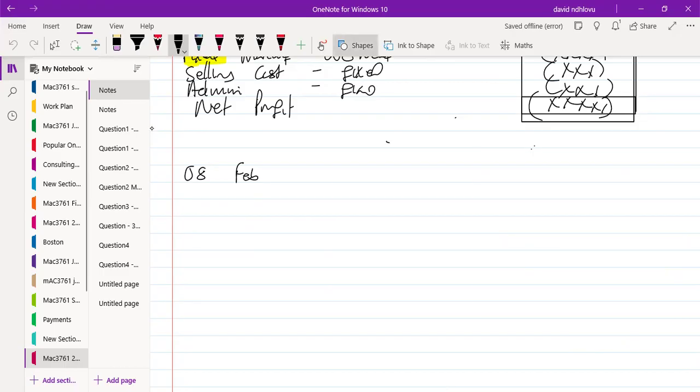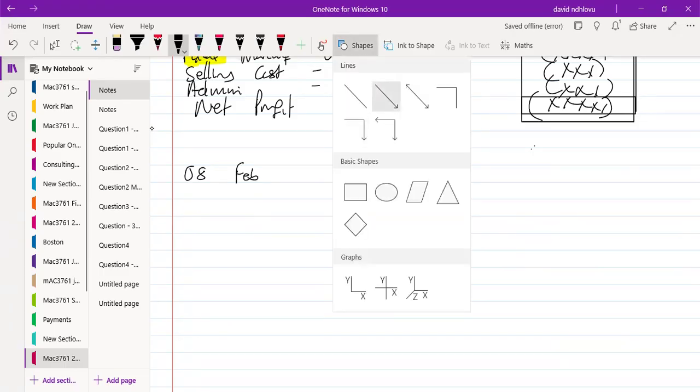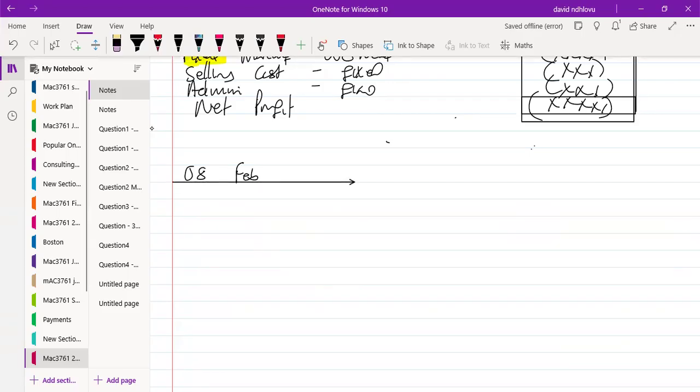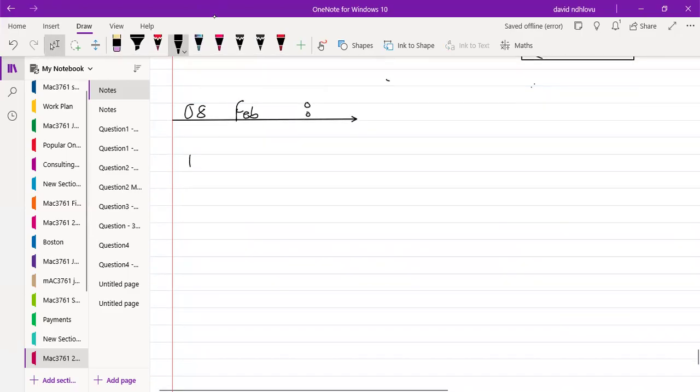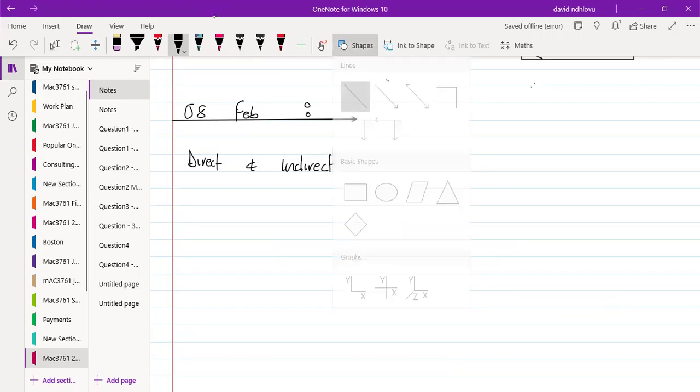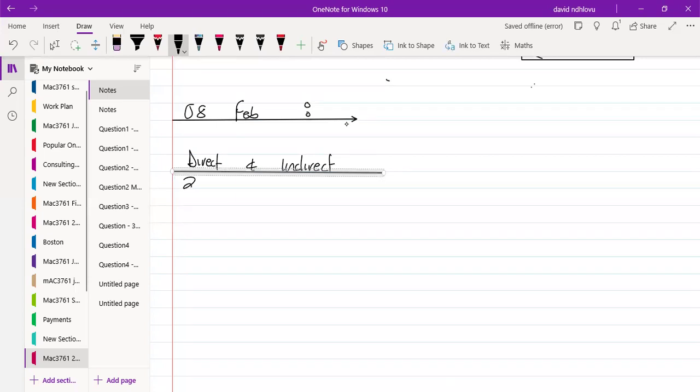Remember we said when it comes to direct and indirect costing, we are looking at two methods that can be used to compile an income statement in a management accounting setup. So we are looking at the direct and indirect costing. These are two methods or options for preparing income statements.